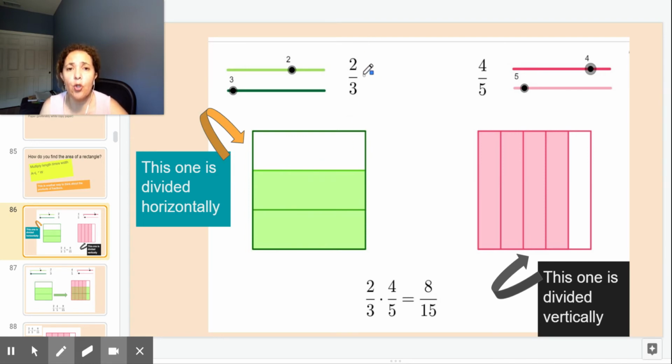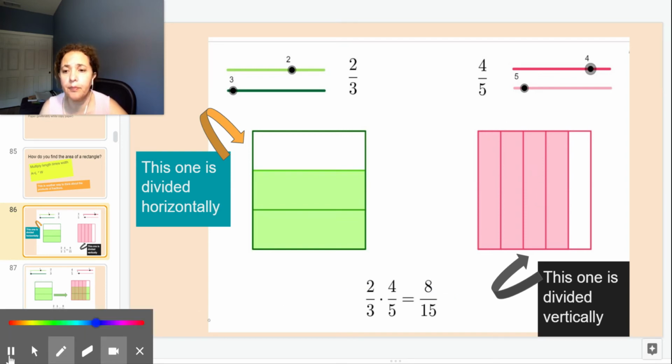So 2/3, I'm going to divide that up horizontally, right? I have 3 equal parts and I shaded in 2. That's what that looks like. 4/5, I'm doing this one vertically. So one has to be done horizontally, the other one has to be done vertically, and you'll see why in just a second. So this one tells me I have 1, 2, 3, 4, 5 equal parts, and I have 4 of them, which gives me 8/15.